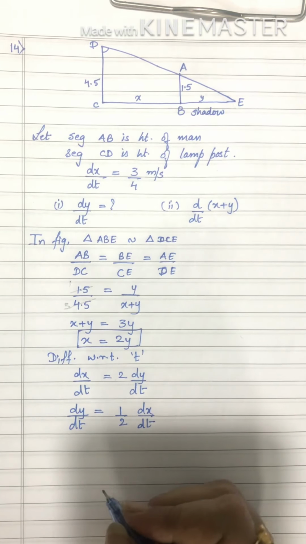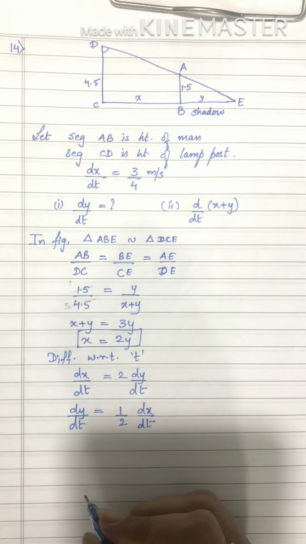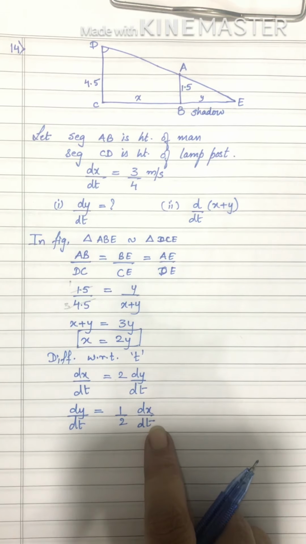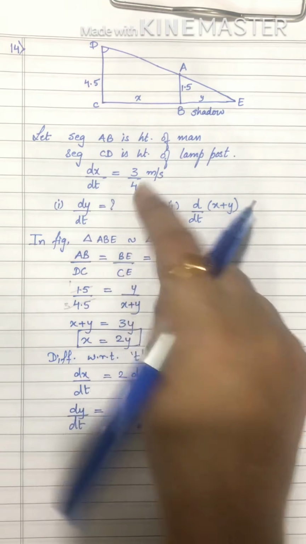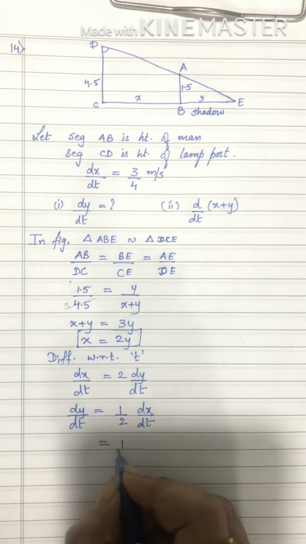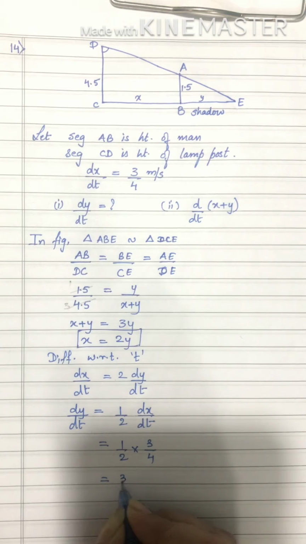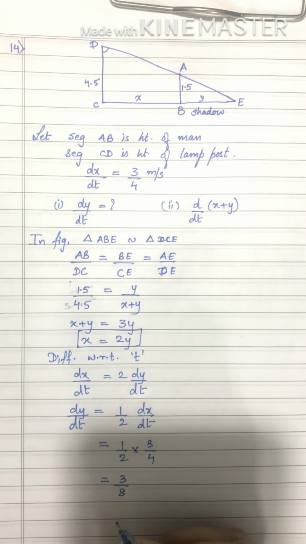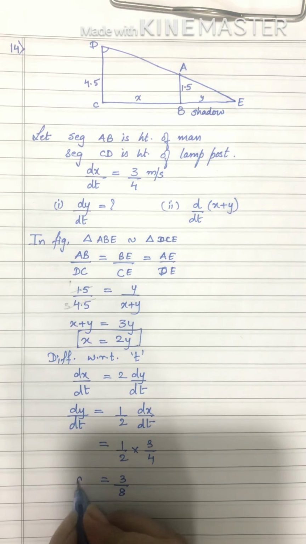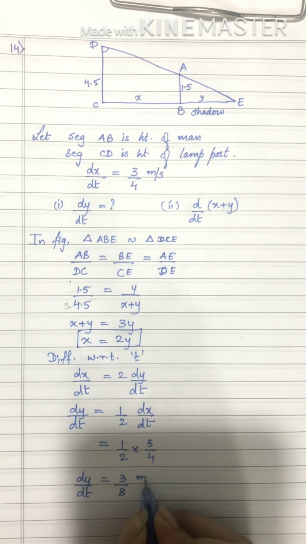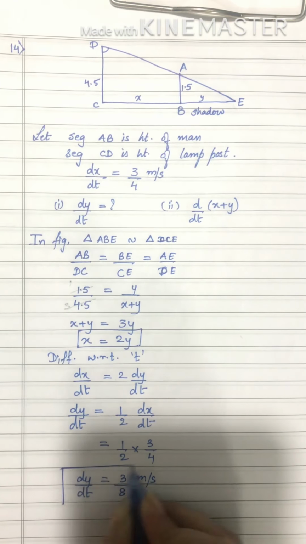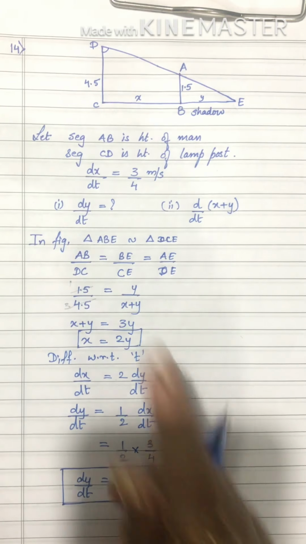Okay, now to solve this further, what do we need to do? Do we have the value of dx upon dt? Yes, we have it here. So 1 upon 2 into 3 upon 4. What do we get? 3 upon 8. So here we get dy upon dt as 3 upon 8 meter per second. Okay, this is our first answer which is asked.